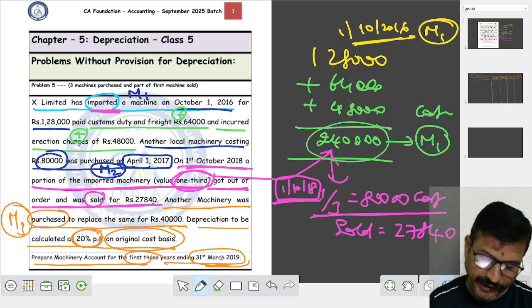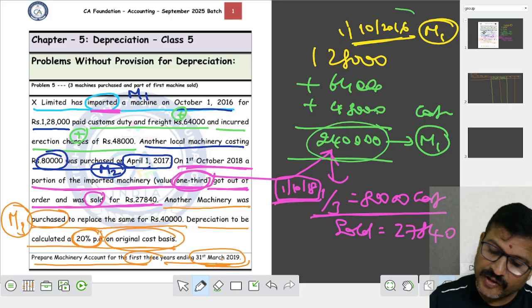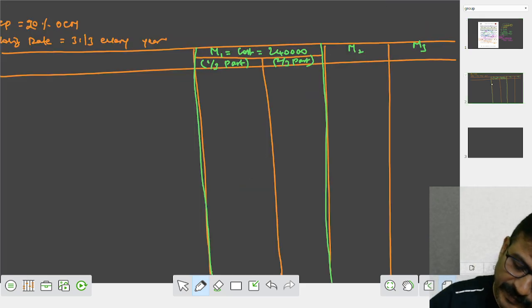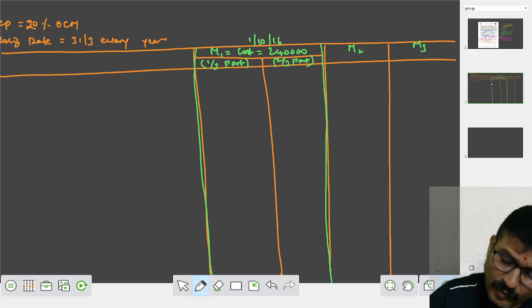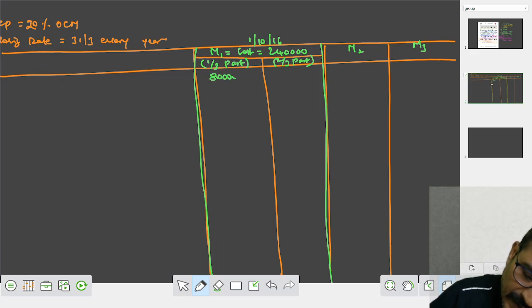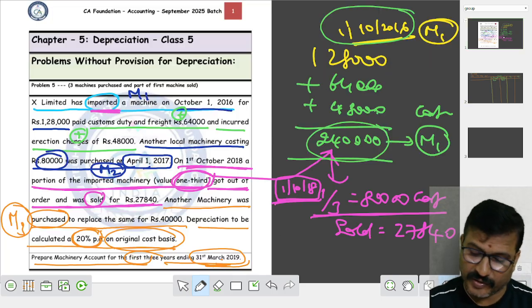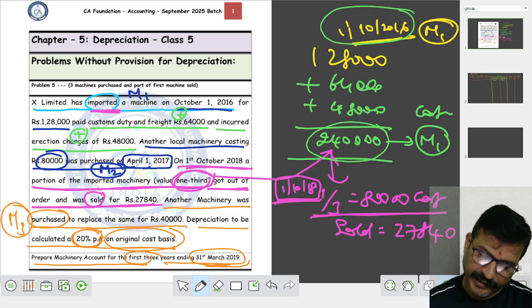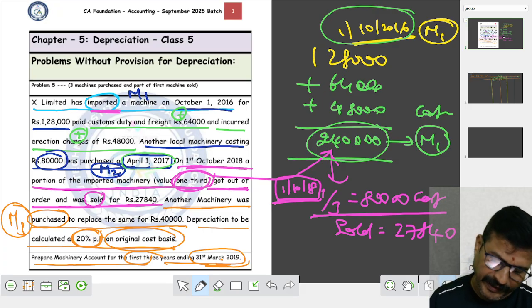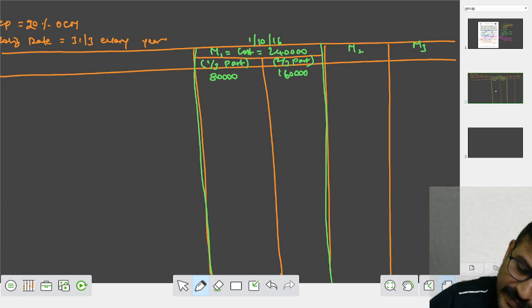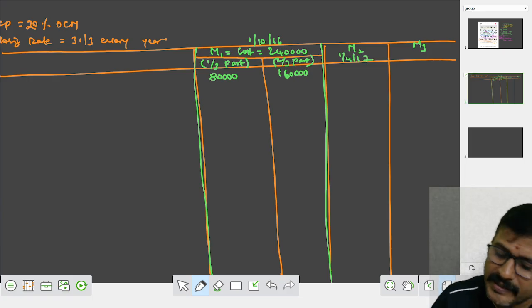Okay, shall I continue to read? When the first machine is purchased on 1st October 16, what is the one third of this? 80,000. Two third of this? 1,60,000. Fine. That completes the first machine, right? Another local machine on 1st April 17, 80,000. When? 1st April 17, M2 is purchased for an amount of rupees 80,000.